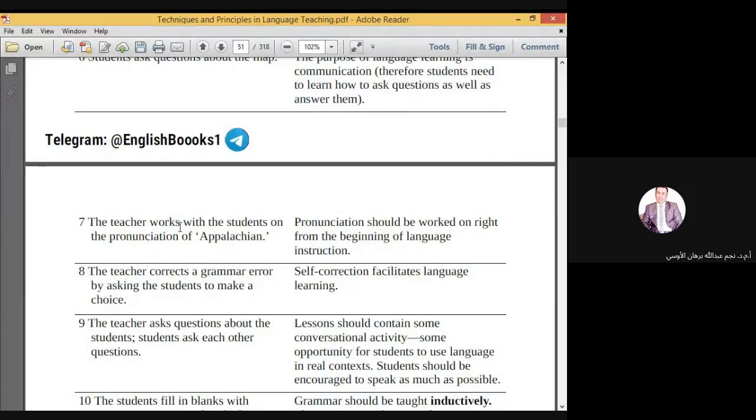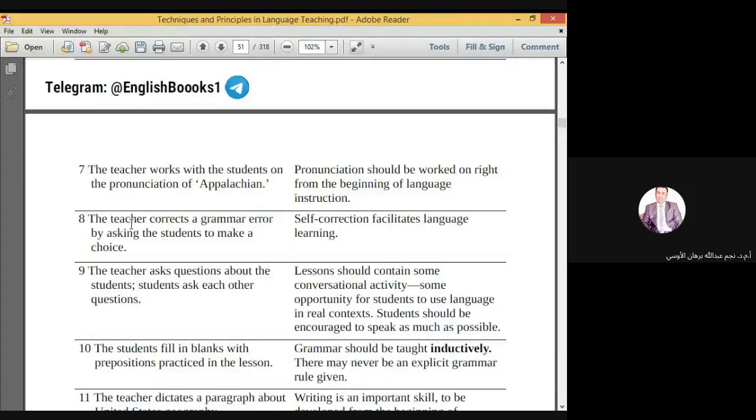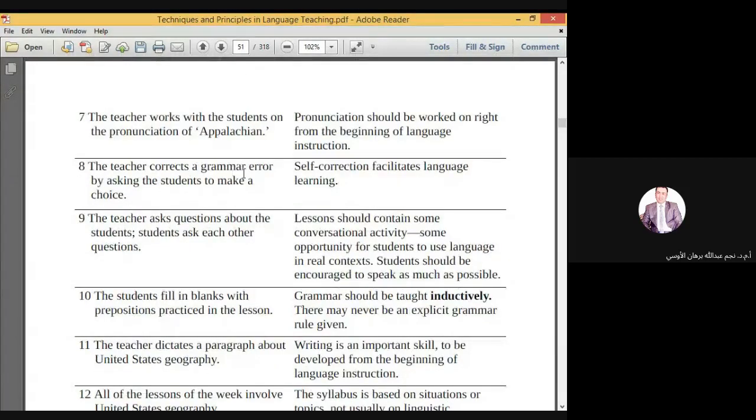Seven, the teacher works with the students on the pronunciation of a difficult chain. Pronunciation should be worked on right from the beginning of language instruction. Eight, the teacher corrects grammar errors by asking the students to make a choice. Why? Because self-correction facilitates language learning.